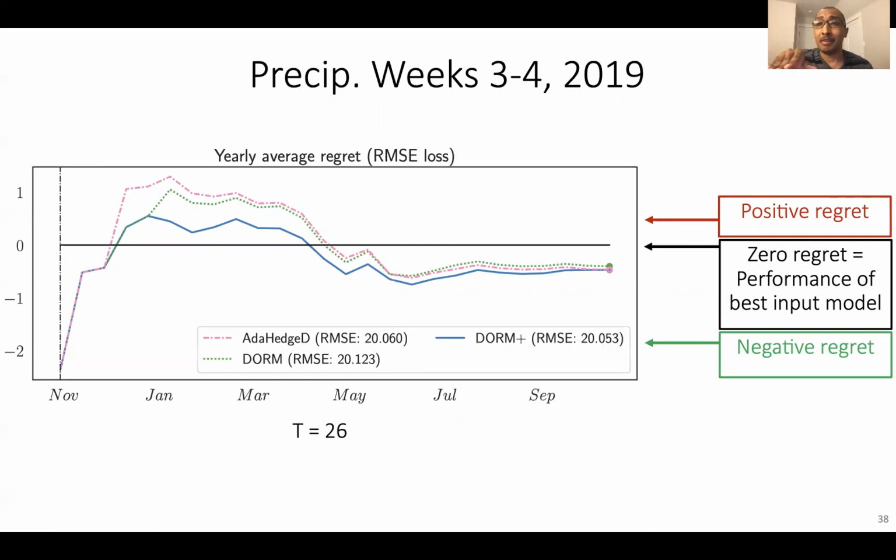So if you're on the black line, it means your performance is exactly matching the best input model. If you're above the black line, you have positive regret, so slightly worse performance than the best model. And below the line is negative regret, actually doing better than the best model. And so you see here that each of our 3 algorithms starts out with negative regret, has a period of positive regret, but by the end of the year, all 3 have negative regret. So they're doing better than the best input model.